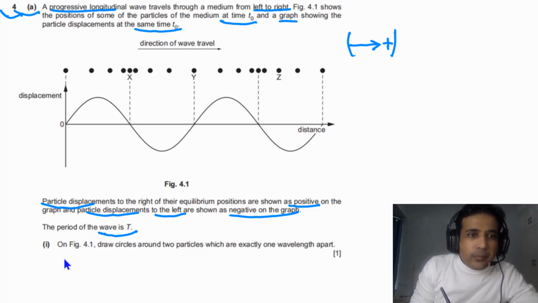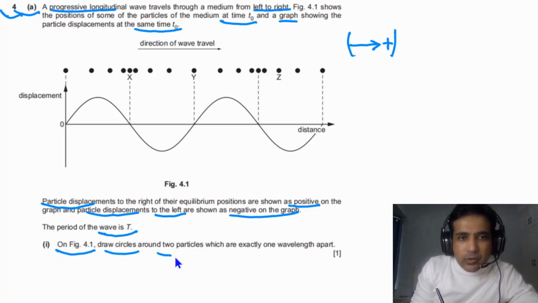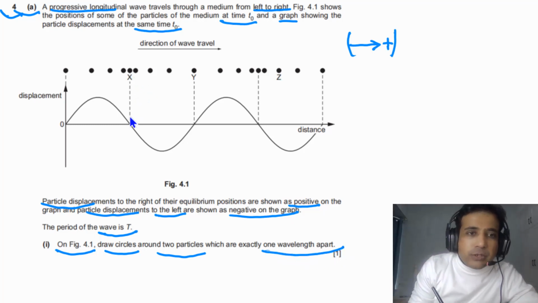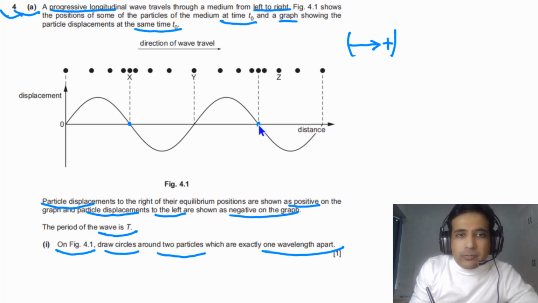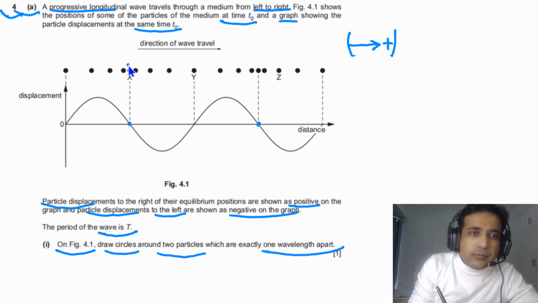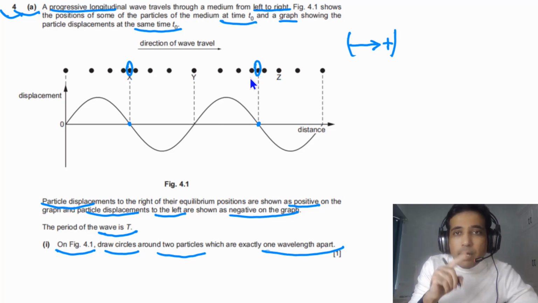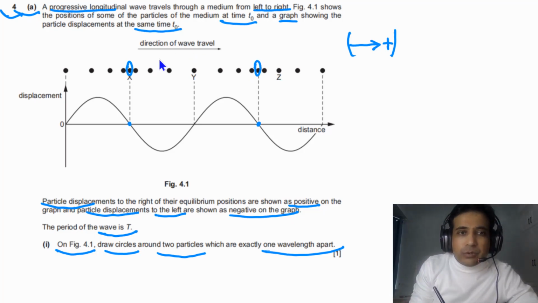For part A1 on figure 4.1, we need to draw circles around two particles which are exactly one wavelength apart. Very straightforward question. So we can take any 2 points on this wave. Let's say we take this point and we can take this point. So simply you need to circle these particles. This is one particle and this is another particle, and these are one wavelength apart.